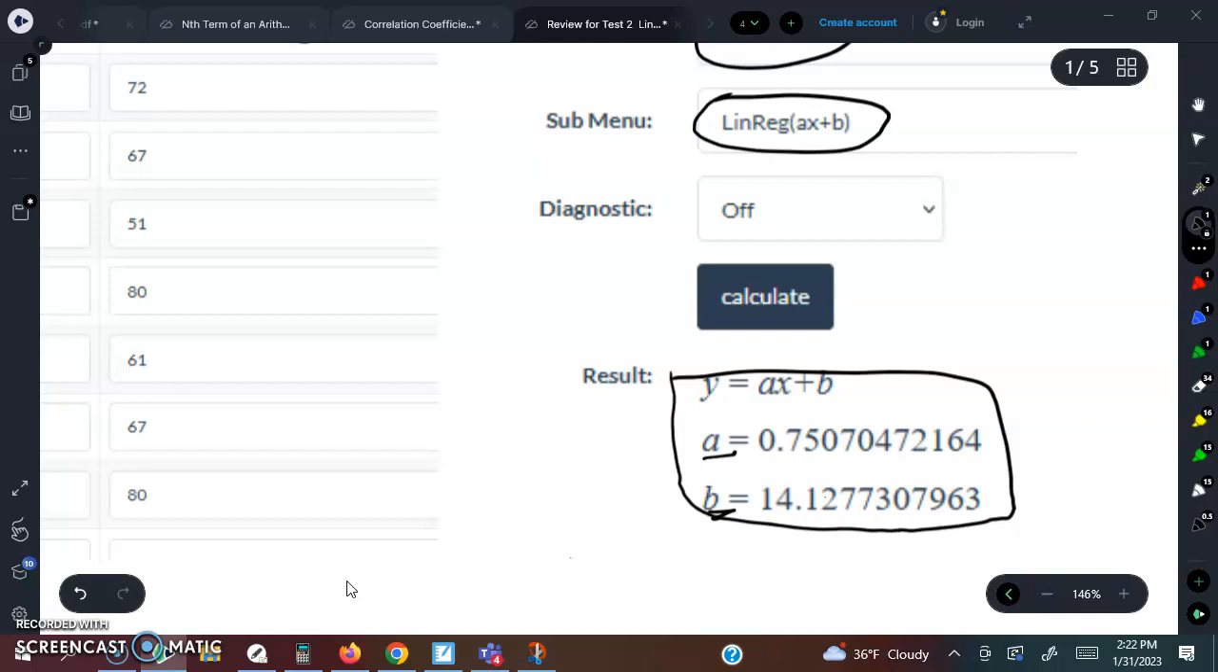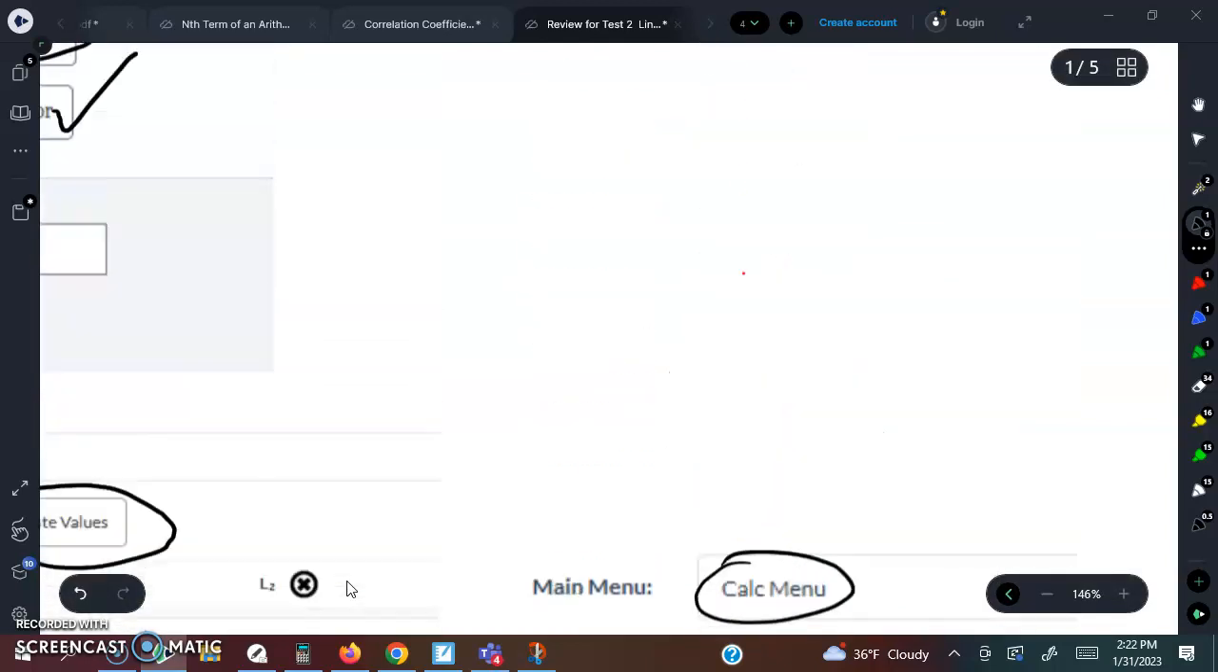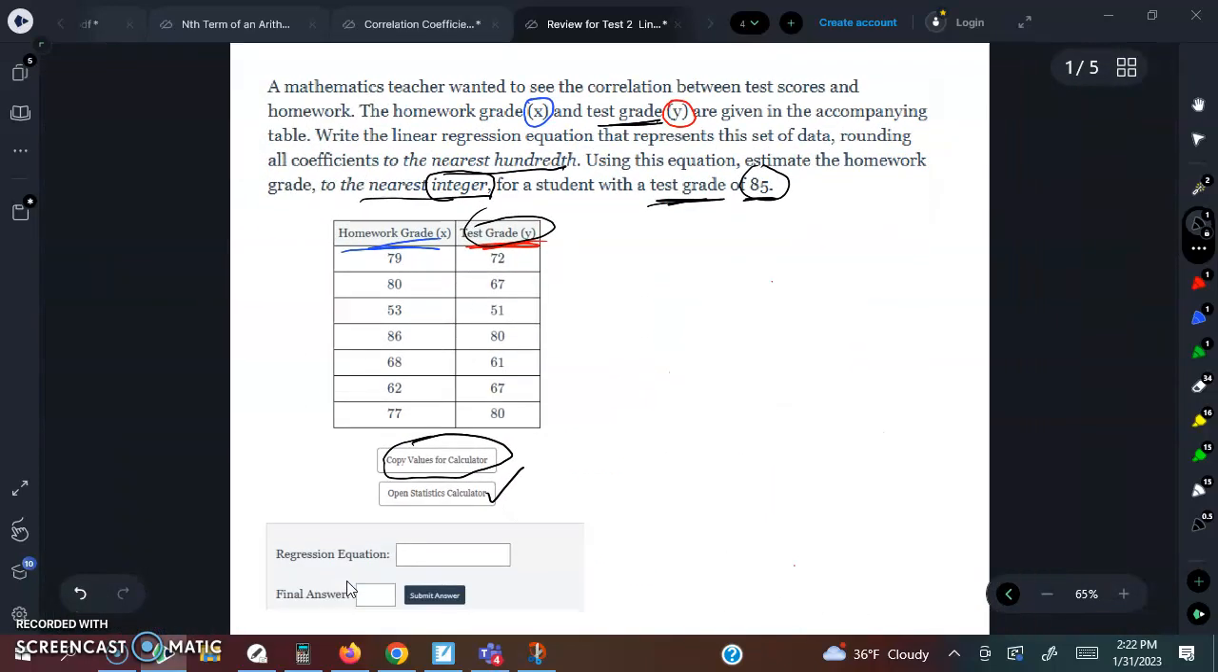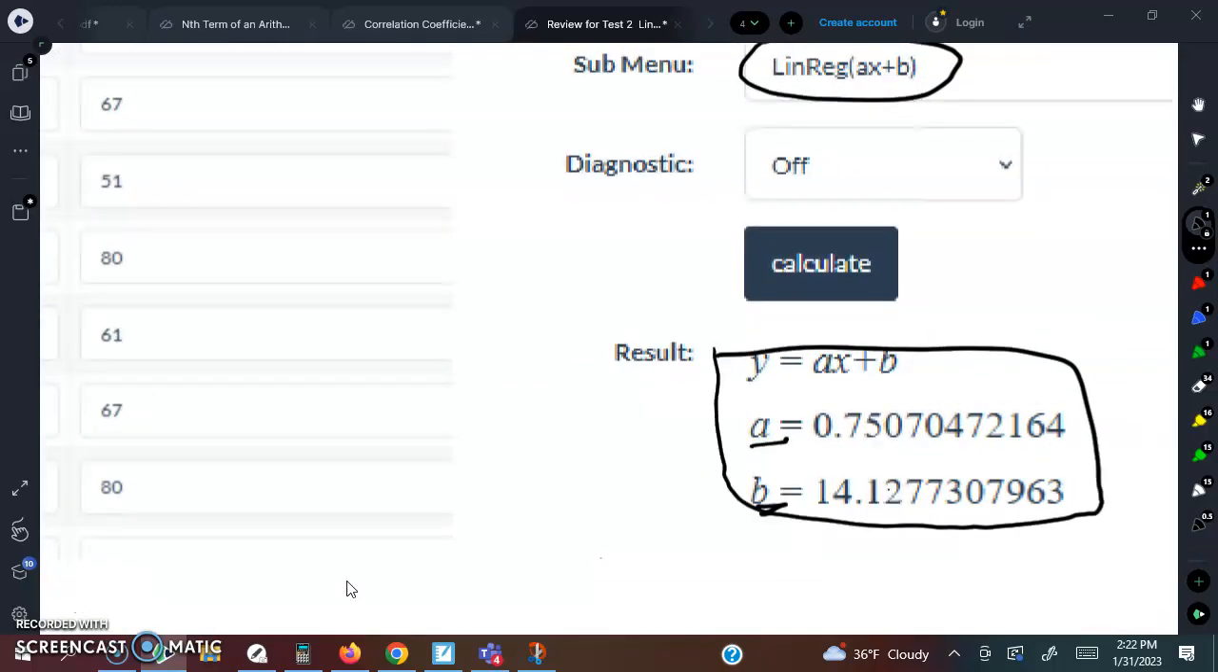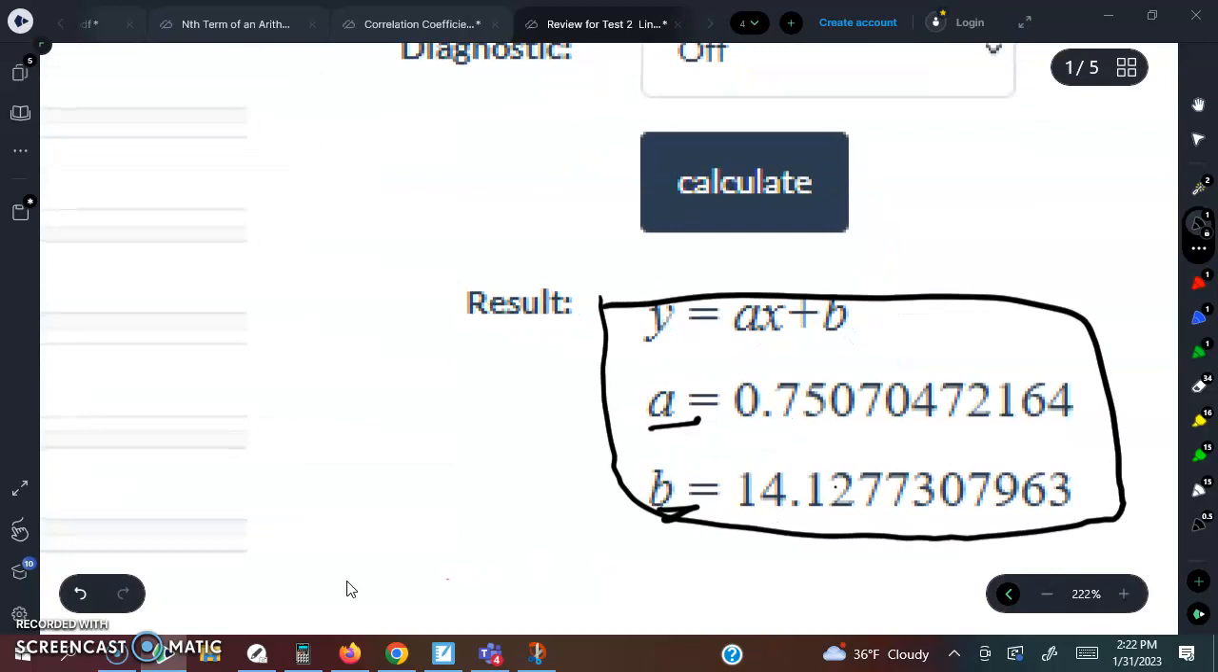These are the numbers that you need to round to whatever it says to round to. So remember, it says to round those numbers to the nearest 100 for the coefficient. That's what these numbers are right here. Okay? So if we round it to the nearest 100, we're going to look at the 5 and look to the number to the right, which is 0, which means you're going to round down. So A is going to be 0.75.